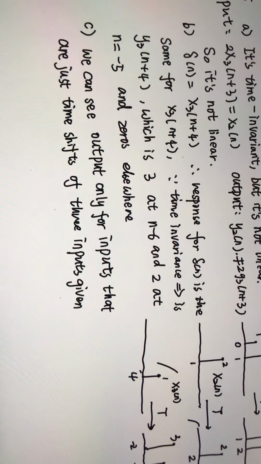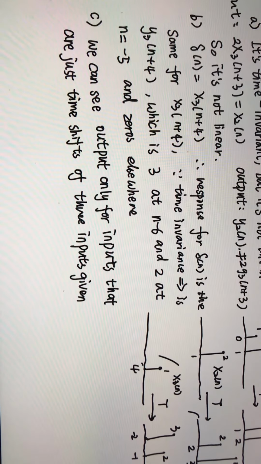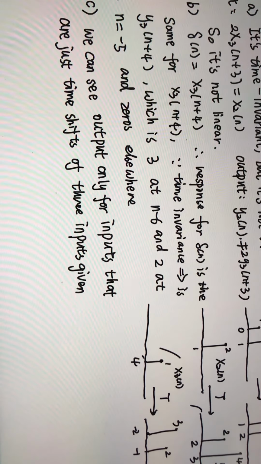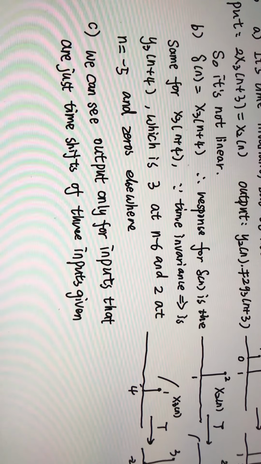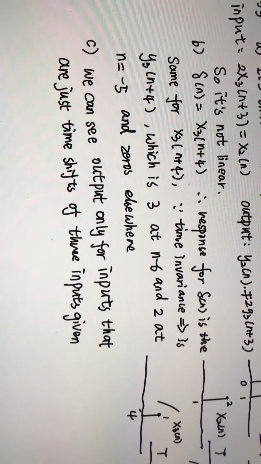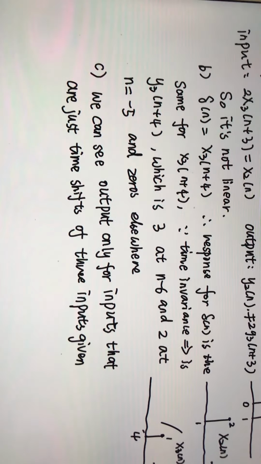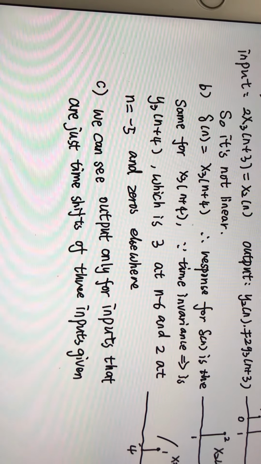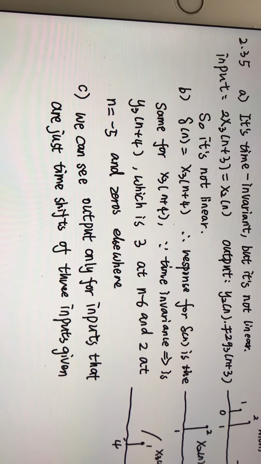Because this is a time invariant system, this equals the y3 function at n+4, which is 3 at n equals -6 and 2 at n equals -5, and zeros elsewhere. And this is the characteristic of the delta function.